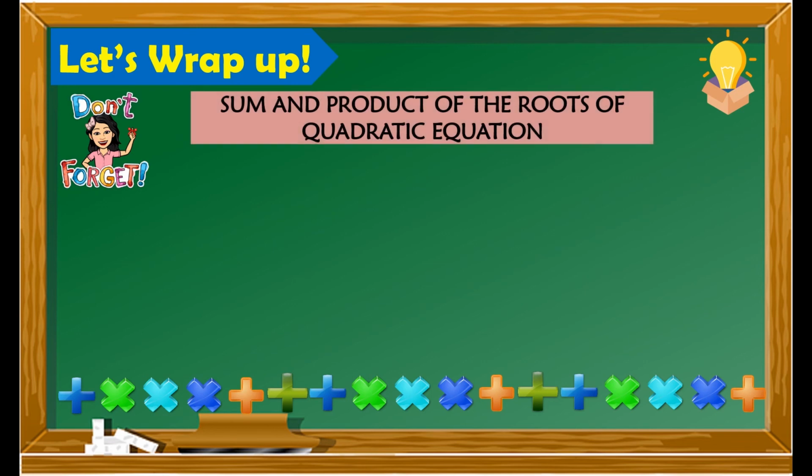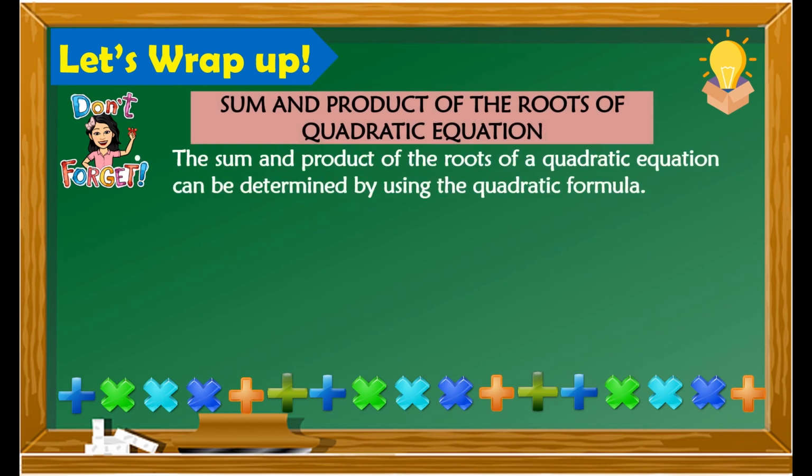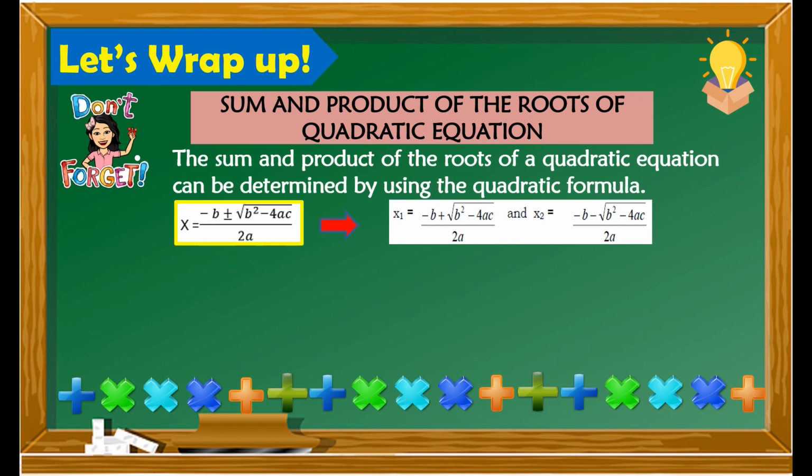For the sum and product of the roots of a quadratic equation, just remember that the sum and product of the roots can be determined by using the quadratic formula. From the quadratic formula, you have two values for x, the positive and the negative one. So negative b plus square root of b squared minus 4ac all over 2a, and the other one is negative b minus the square root of b squared minus 4ac all over 2a.